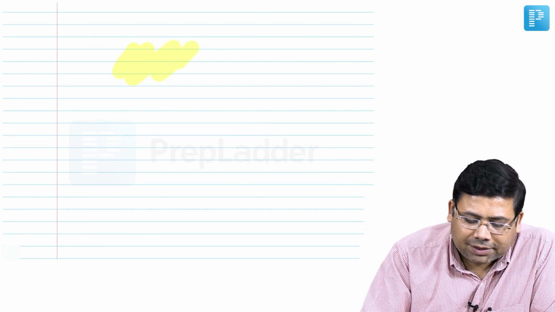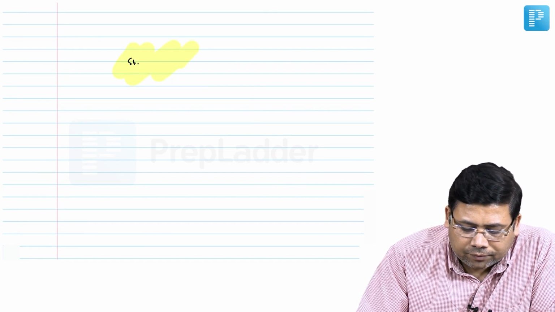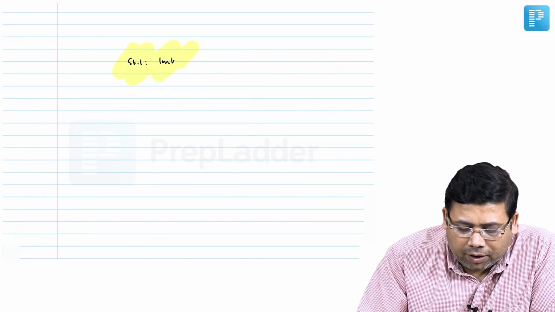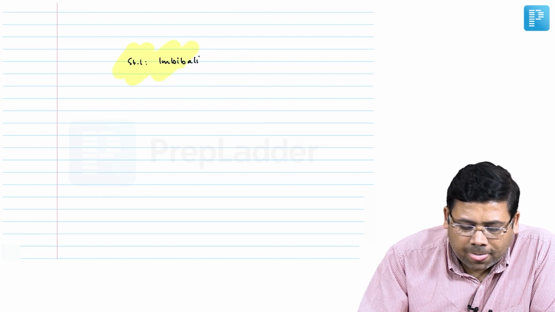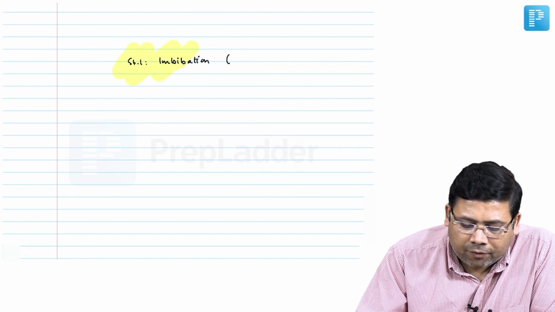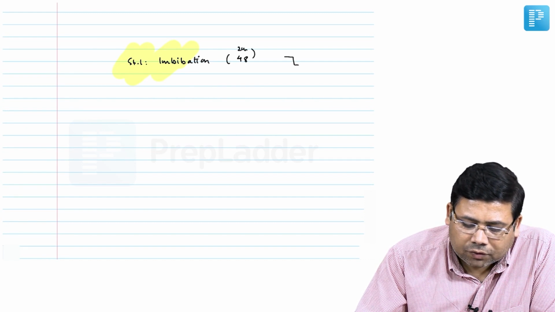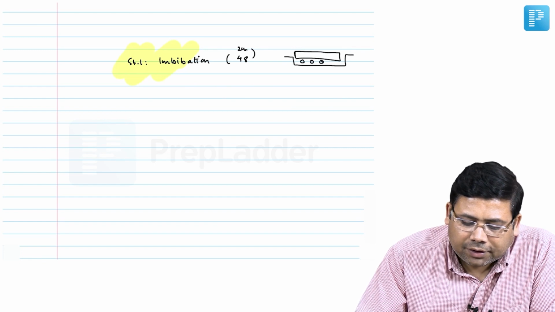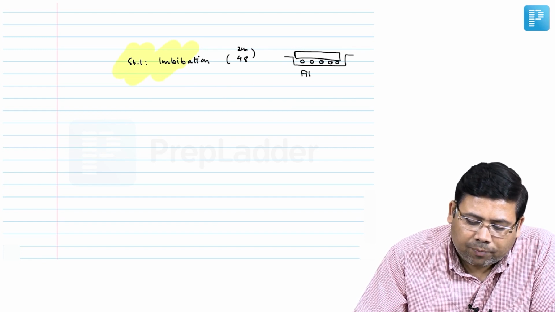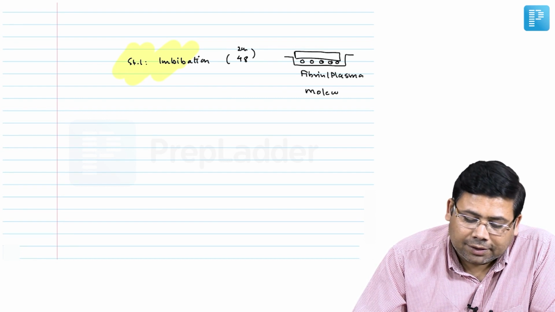When we are talking about the steps, the stage 1 is the stage of imbibition. This is the time when within 24 to 48 hours of the placement of the graft on the recipient bed, there is deposition of fibrin or plasma molecules. So fibrin or plasma molecules actually deposit in this case.